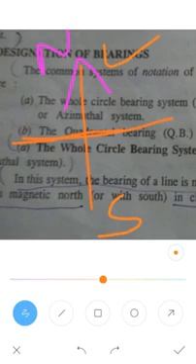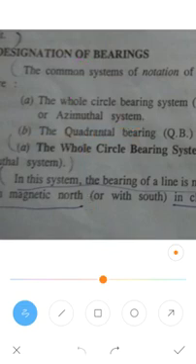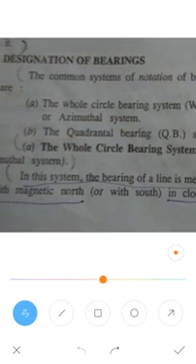Next, I told you that for finding the angle there are two types of systems being used. There are two types of bearing systems. One is whole circle bearing or azimuthal system, another is quadrantal bearing. What is this whole circle bearing and what is this quadrantal bearing? Very important types of bearings. You compulsorily should know the difference between these two types of bearings.